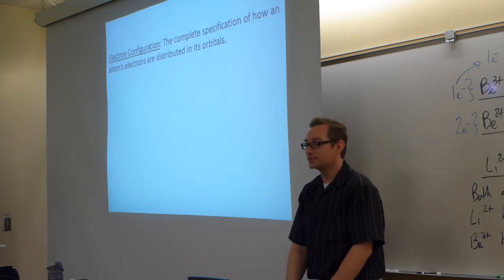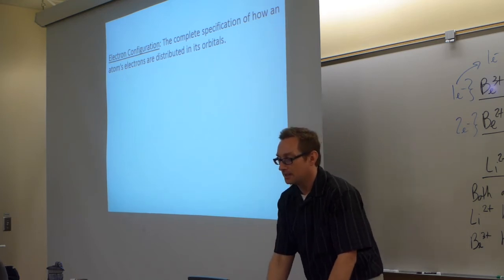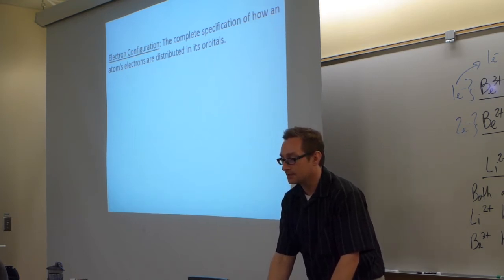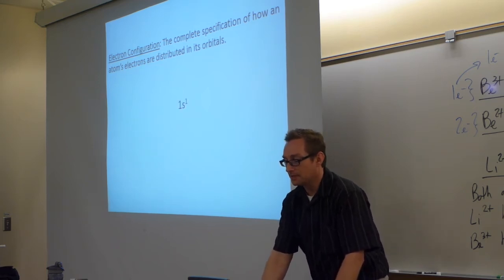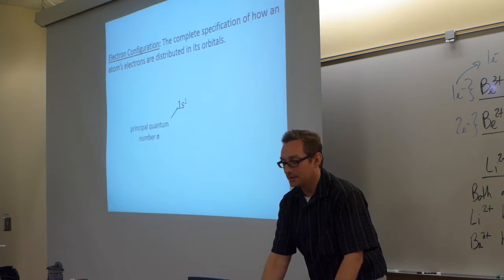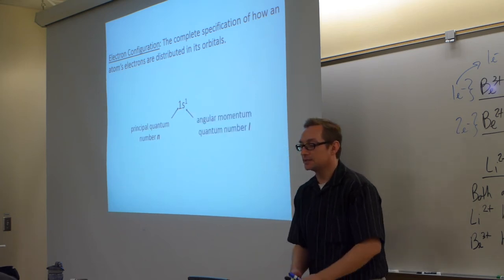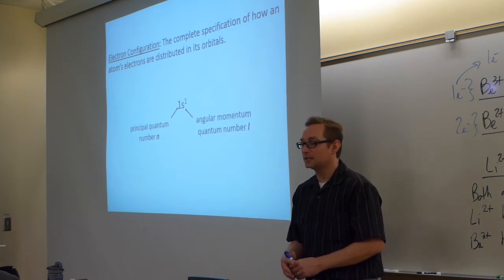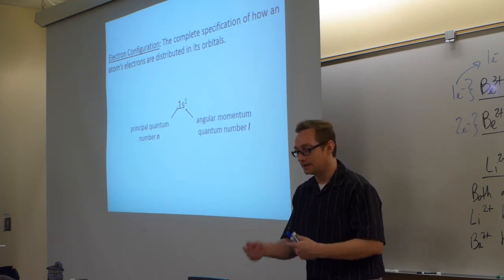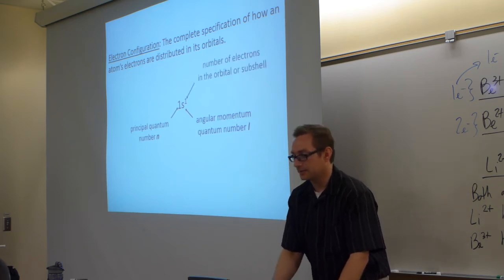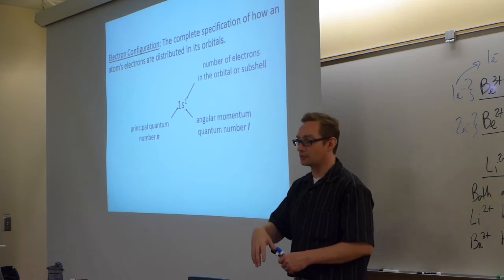So for electron configurations, this should be familiar ground for you. That's good. An electron configuration is the complete specification of how an atom's electrons are distributed in its orbitals. So for a 1s1 configuration, 1 is the principal quantum number, and s is the angular momentum quantum number, l, which we were pointing to last time. With an electron configuration, the exponent tells you how many electrons occupy that particular orbital.